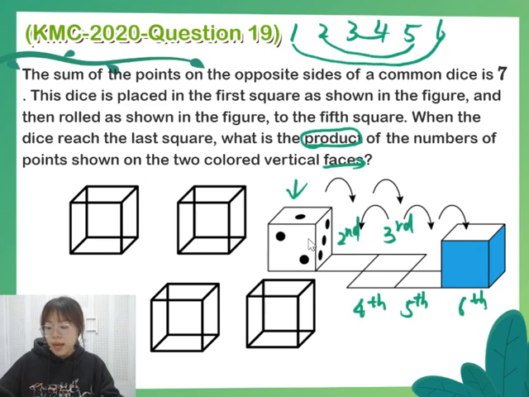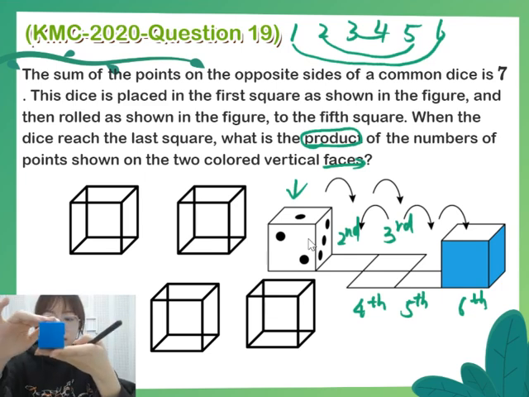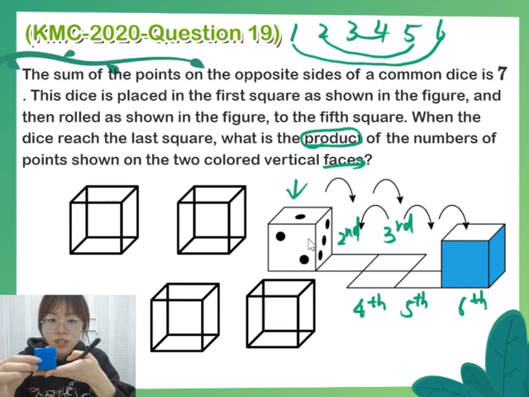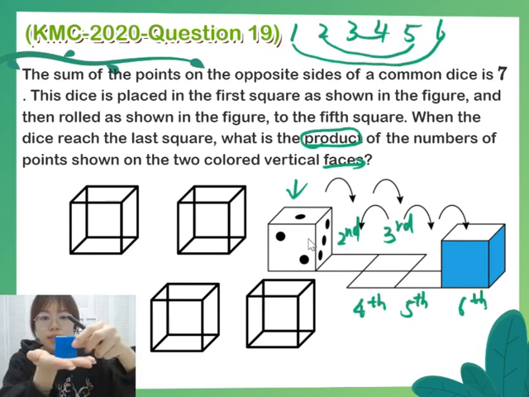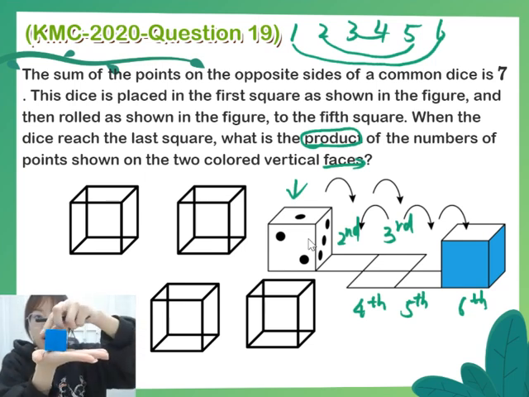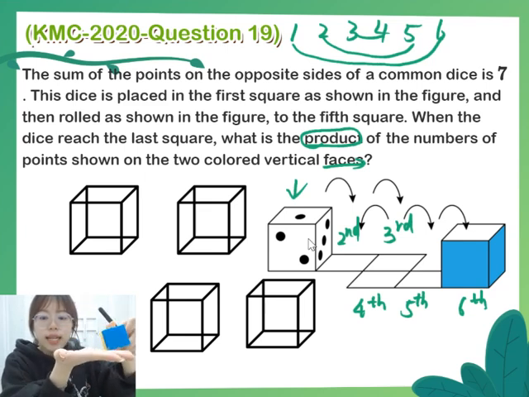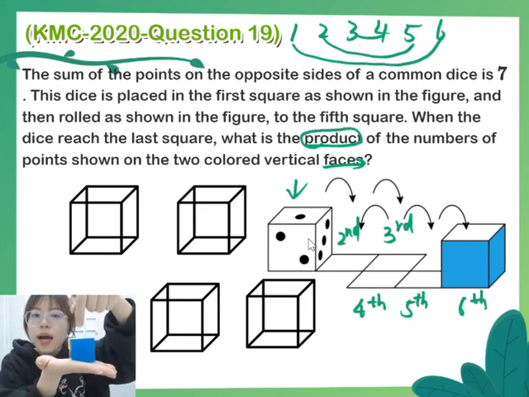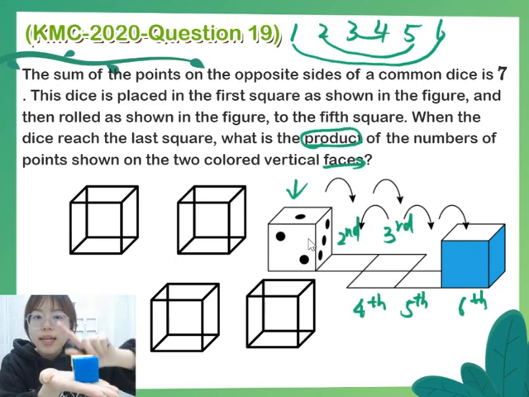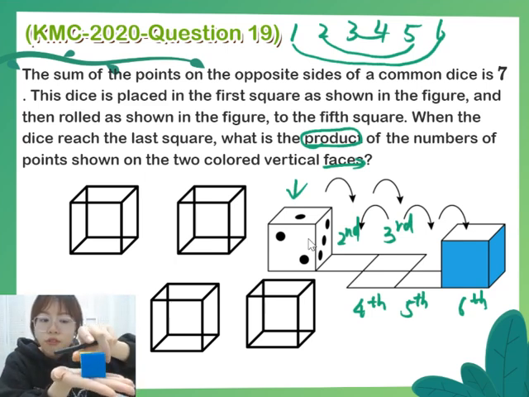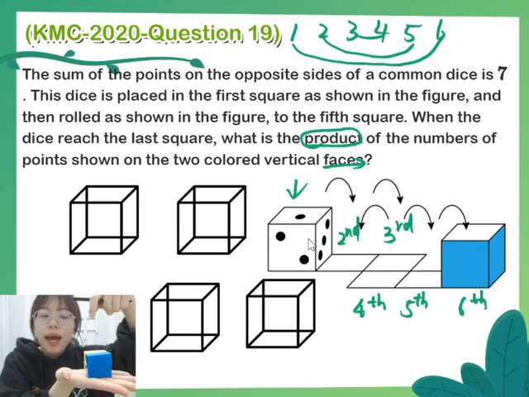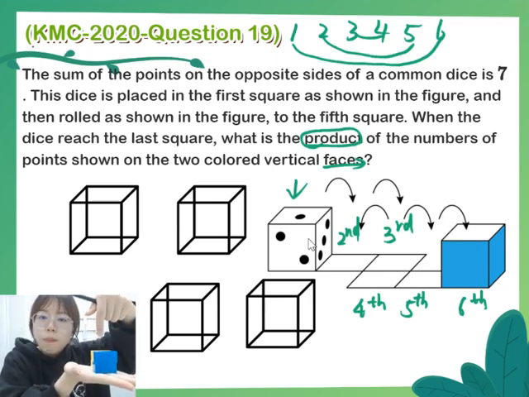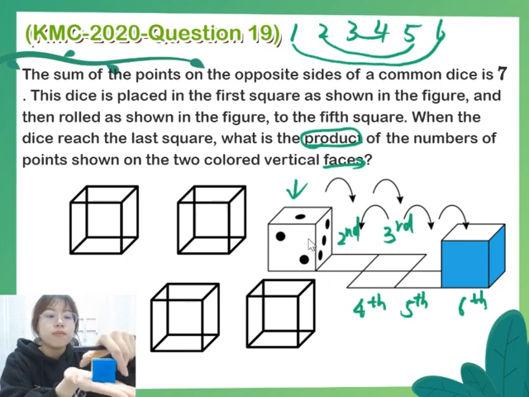Here, as you can see, I prepared a cube. We know the dice is just a cube. When this cube is rolled to the right and rolled to the left, does the front face change? Very good, it never changes. The front face doesn't change, and also the back face doesn't change.